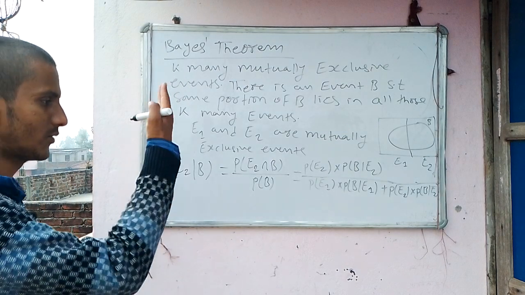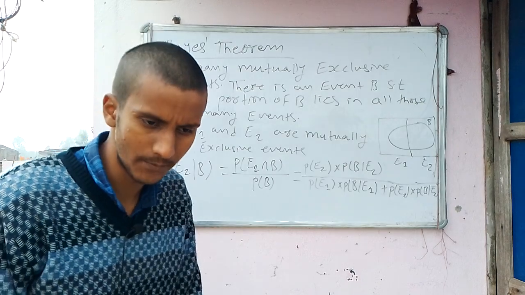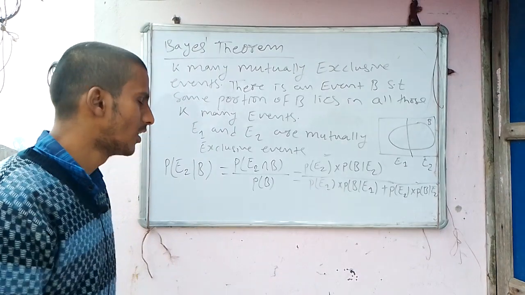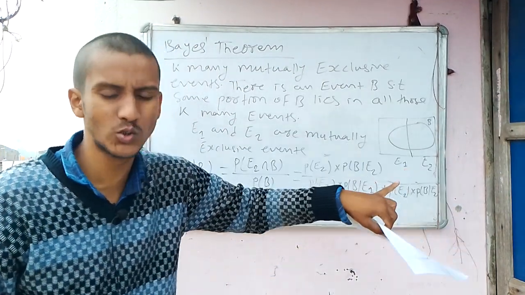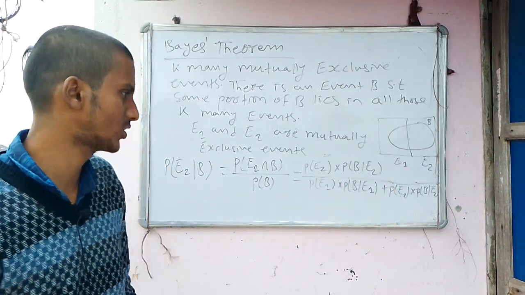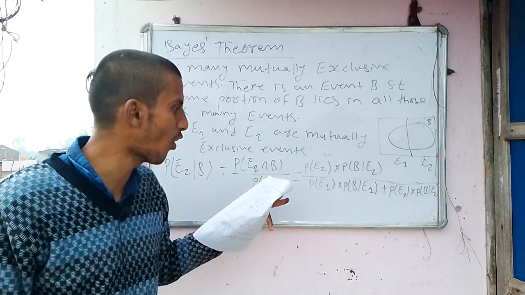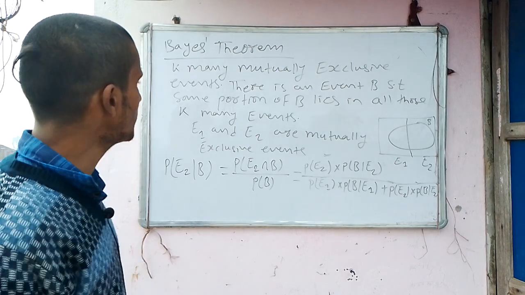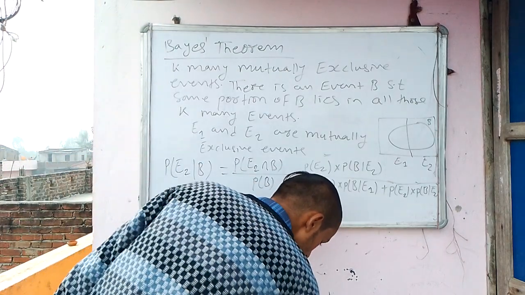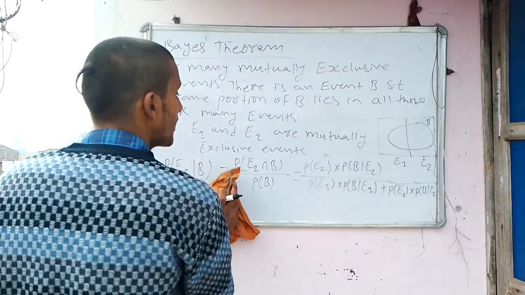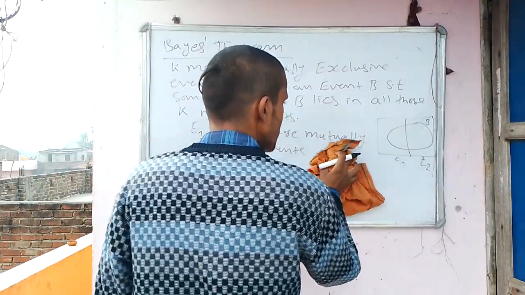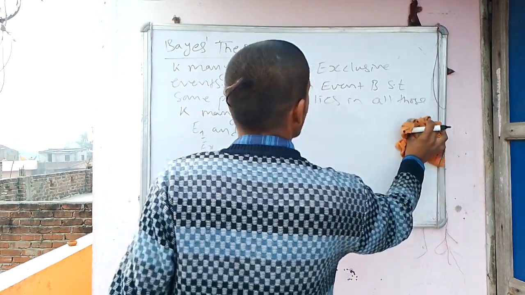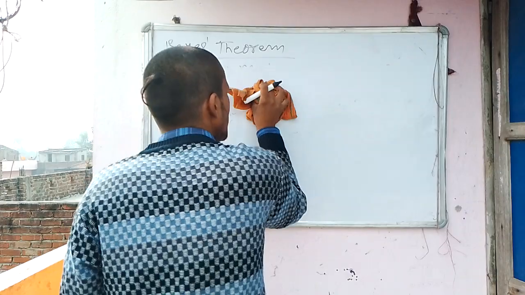I wrote this down previously, but you actually need to have in your mind the case for two mutually exclusive events. Why? Because the general one follows from this. Now let's do a numerical example to have more command over Bayes theorem, to understand it more efficiently. Let's do an example.